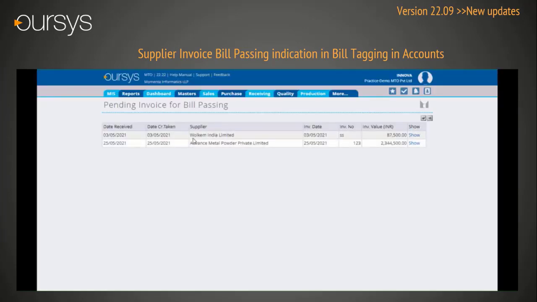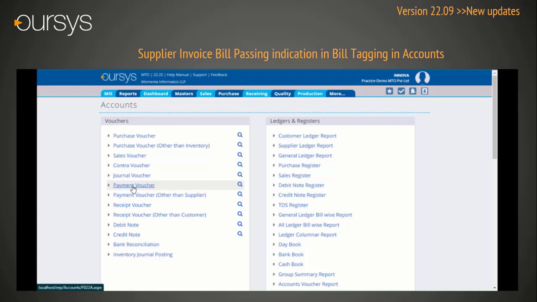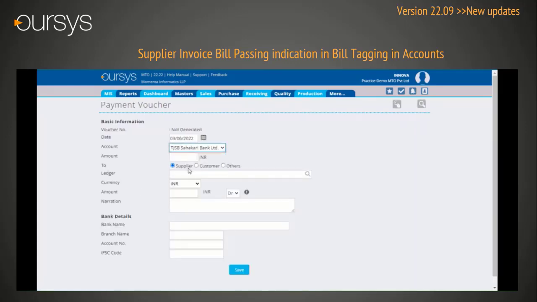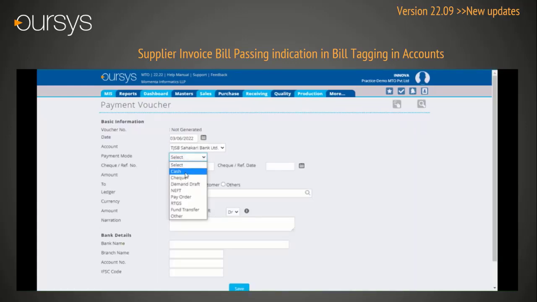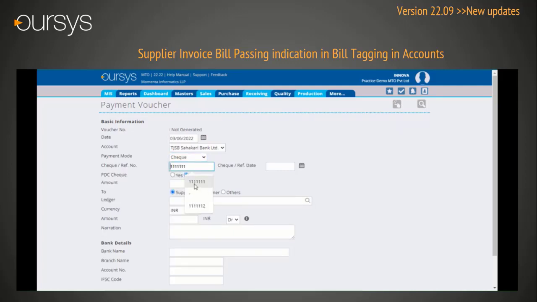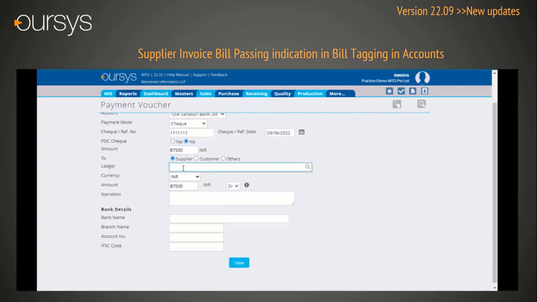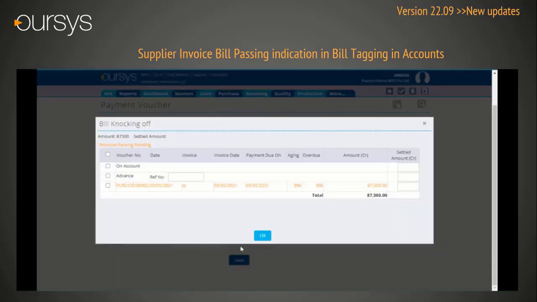Under the pending bill passing, you will see the invoice number SS is not passed. When the accountant goes to the payment, while doing the payment entry, the accountant will know that the purchase voucher is not passed. So orange color indicates that bill passing has not happened for this voucher.